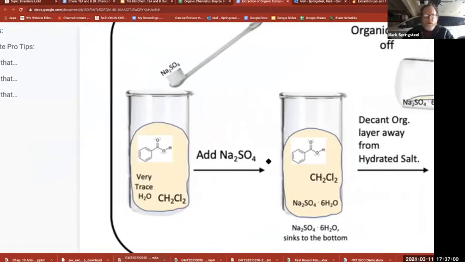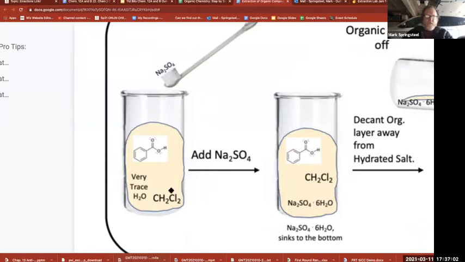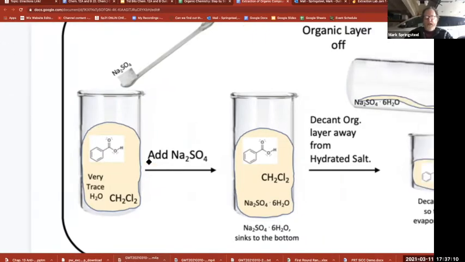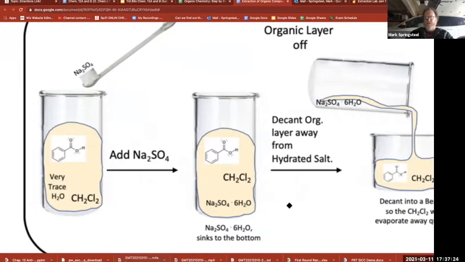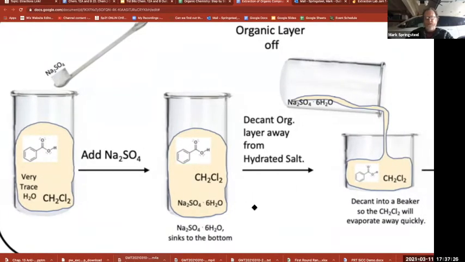So I've got some sodium sulfate here. It has no water. When I scoop a little bit of that into my organic layer, it's not hydrated right now. It's anhydrous. But as it comes through the solution, it picks up the water in the solution and makes sodium sulfate hexahydrate. It can make a decahydrate too, I think, but the hexahydrate's the most common. Whatever the case, it grabs onto water, right? And that sodium sulfate hexahydrate is a salt. It's not dissolved. It just falls to the bottom of the solution in the organic layer.